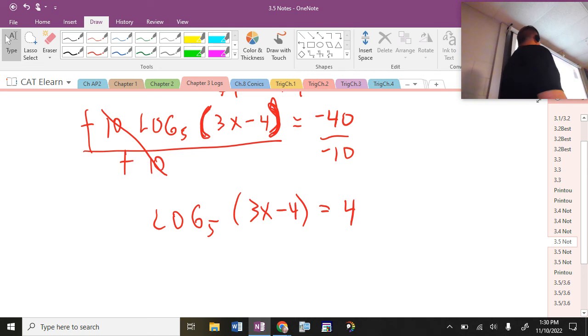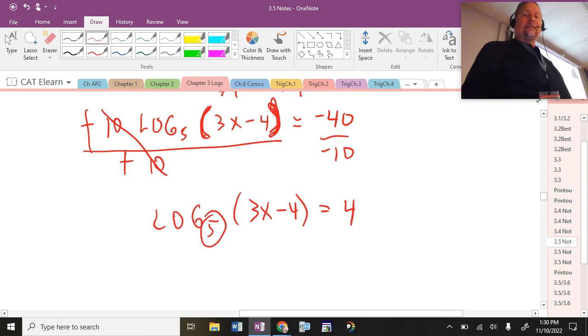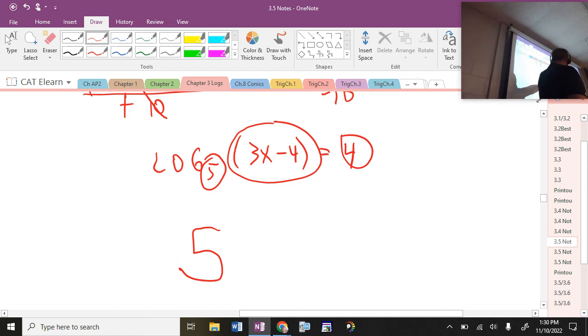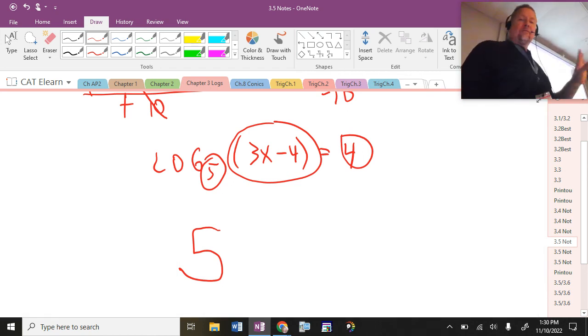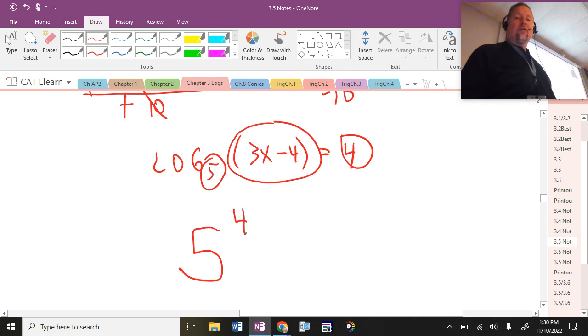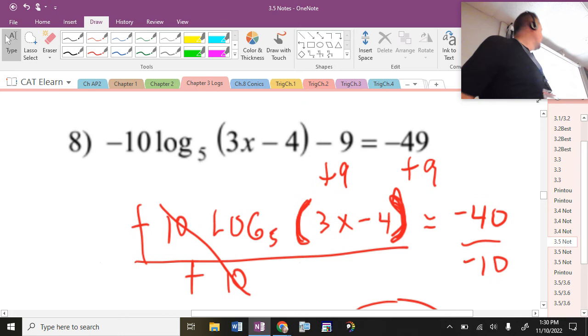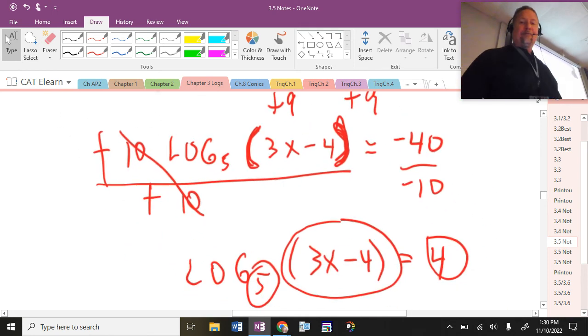That's good. All right. So what do we do next? Base, exponent, answer. So what do we have? Who's the base? Five. That's a 5. 5 raised to the what power? No. 5 raised to the 4 equals what? 3x minus 4. I know you miscopied or something. Those are 5s. That's a base 5. Okay, we got to move on.